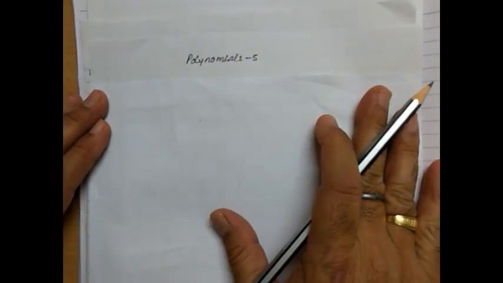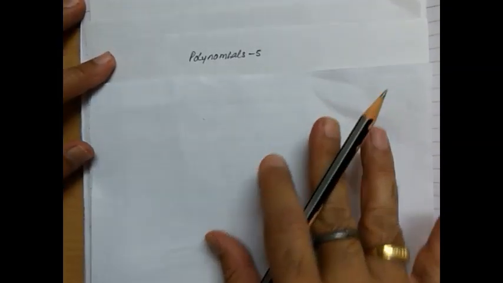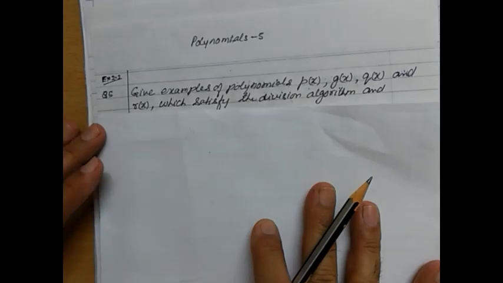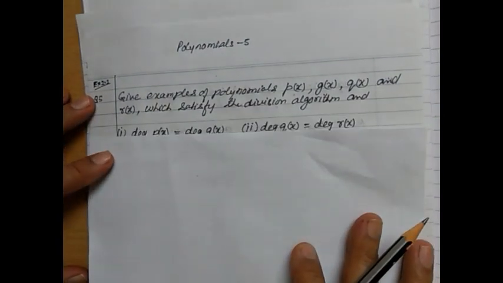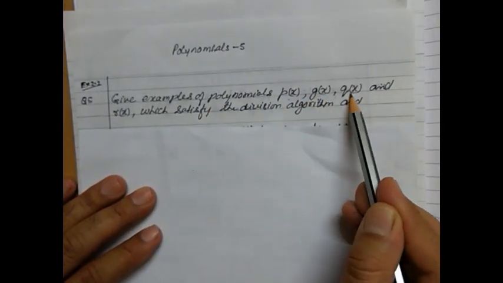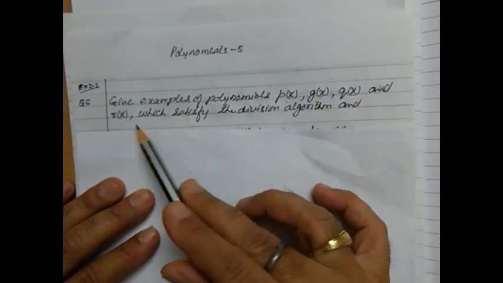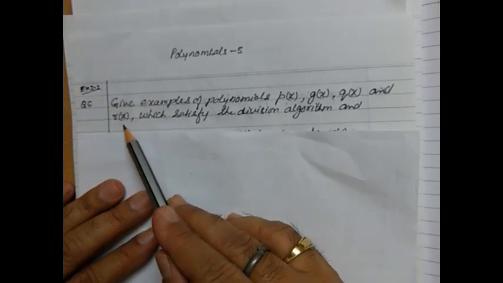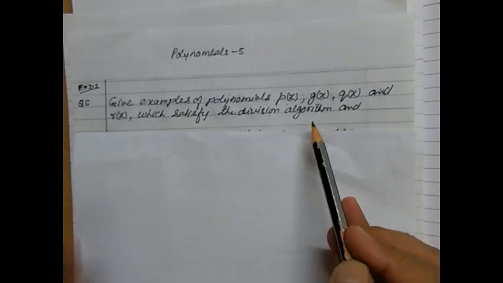Here I am going to discuss certain questions of this chapter which I feel are a little difficult for you, and more support is required in these two questions. One question is question number 5 of exercise 2.3, where it says: give examples of polynomials p(x), g(x), q(x) and r(x) which satisfy the division algorithm. These all are the parts of the division algorithm. Without these we cannot explain the division algorithm.